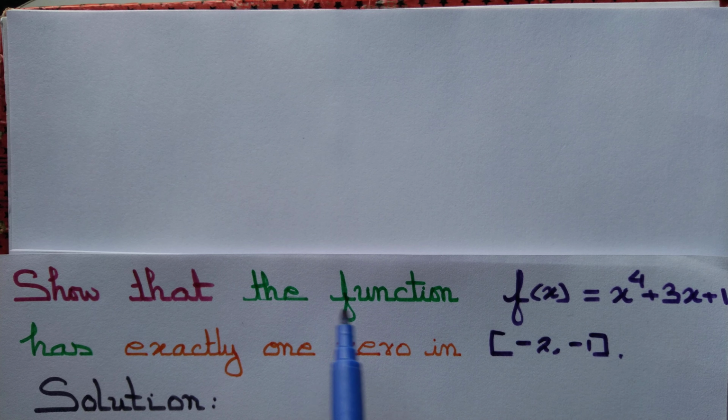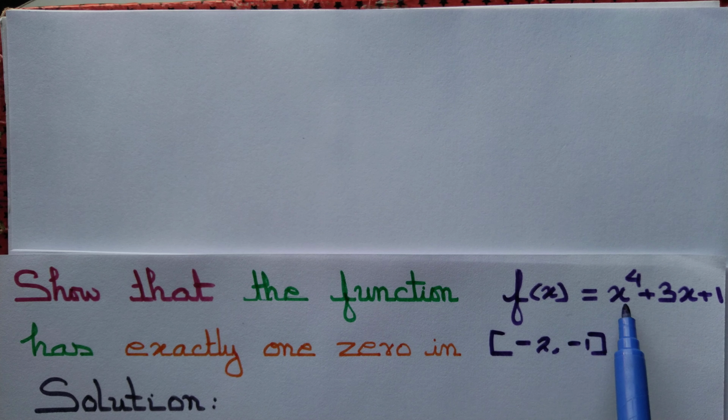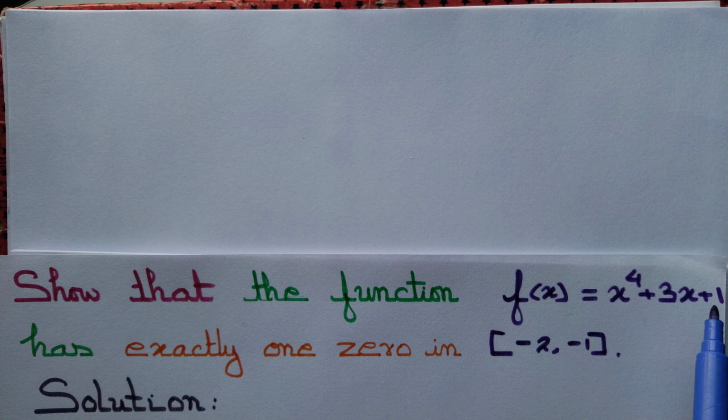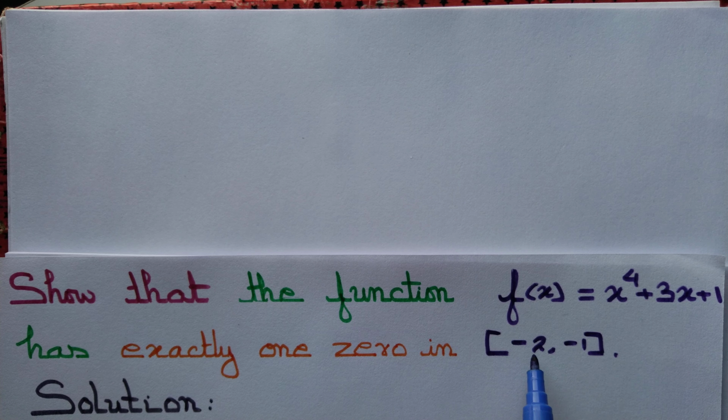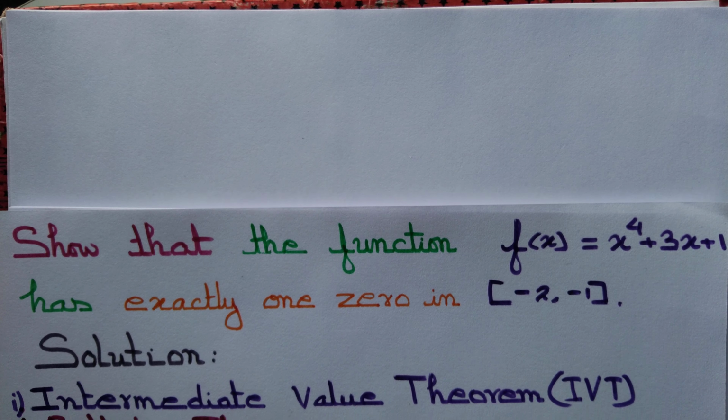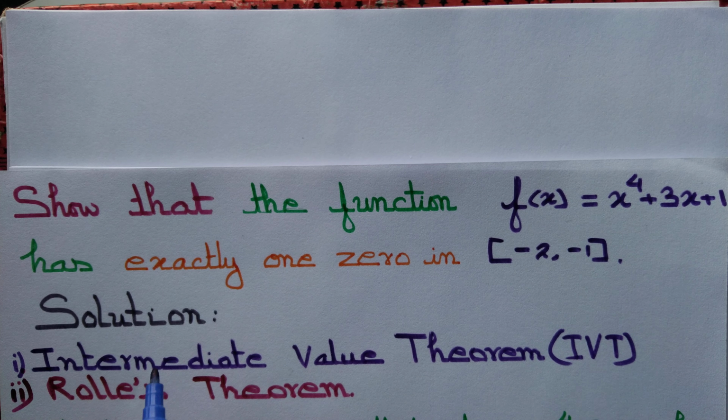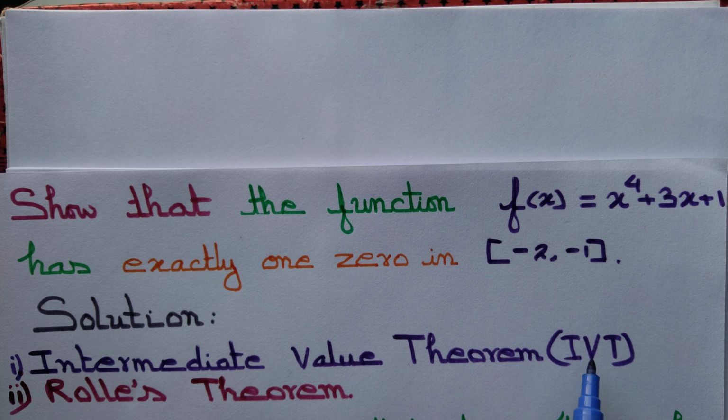Let's show that the function f(x) = x^4 + 3x + 1 has exactly 1 zero in the interval (-2, -1). We'll be using the Intermediate Value Theorem, or in short IVT, and Rolle's theorem.